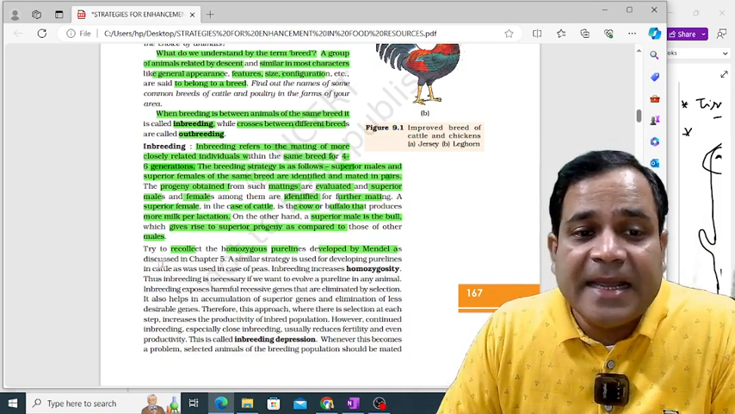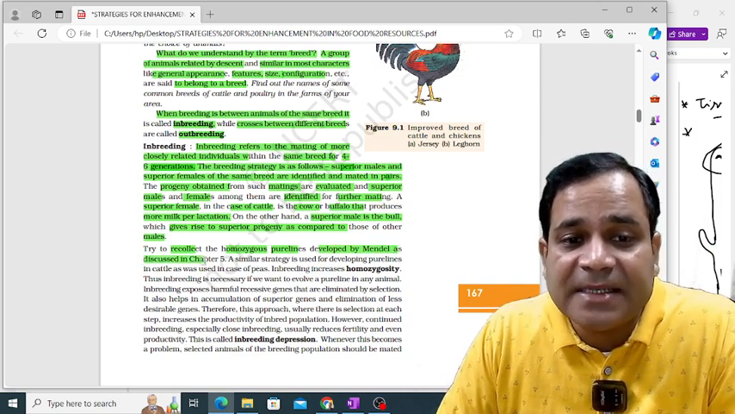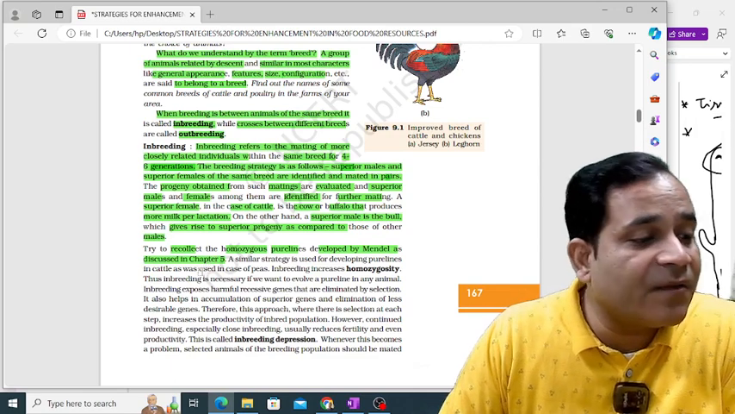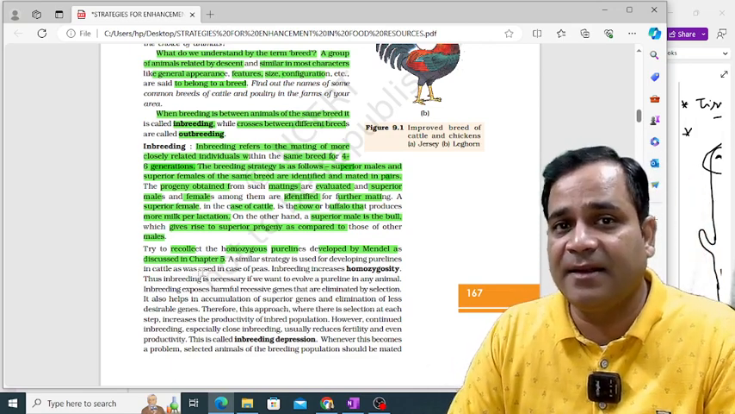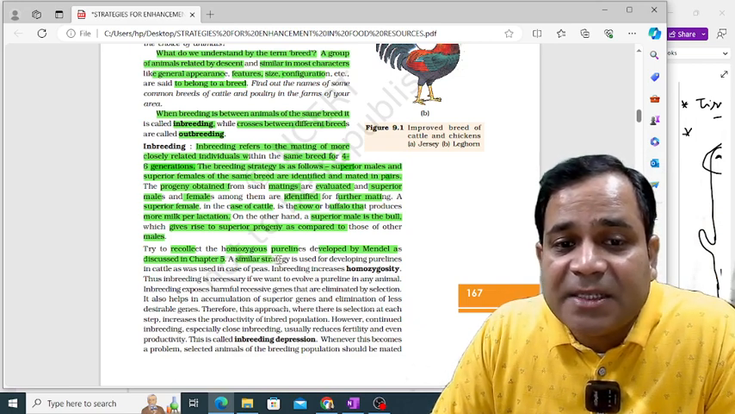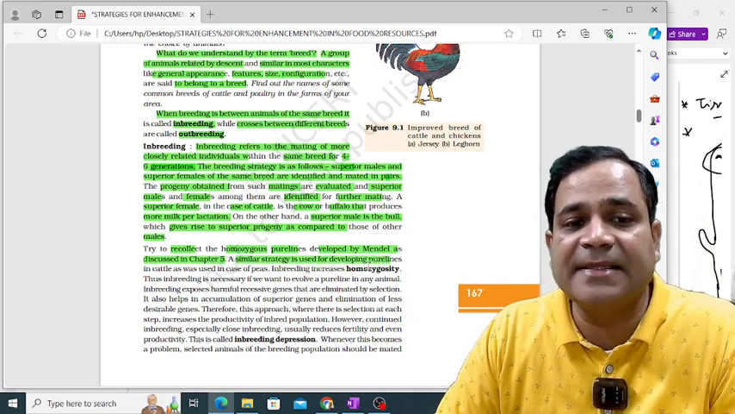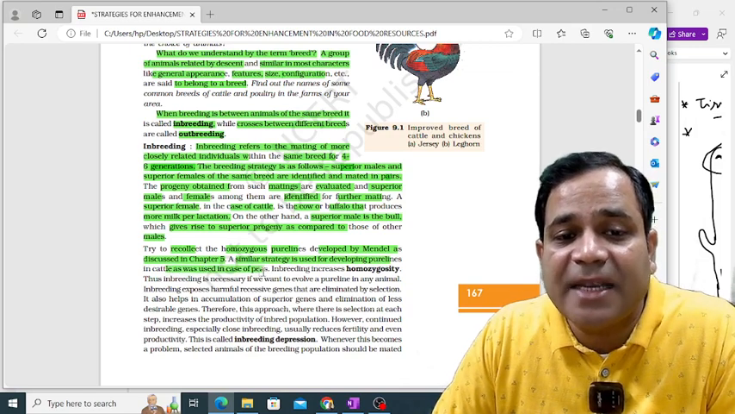So see, the homozygous pure line was developed by Mendel, which we have already discussed in chapter 5, the principles of inheritance and variation, that is unit 7, my dear. Am I right? Yes. A similar strategy is used for developing pure lines in cattle, as was used in peas.